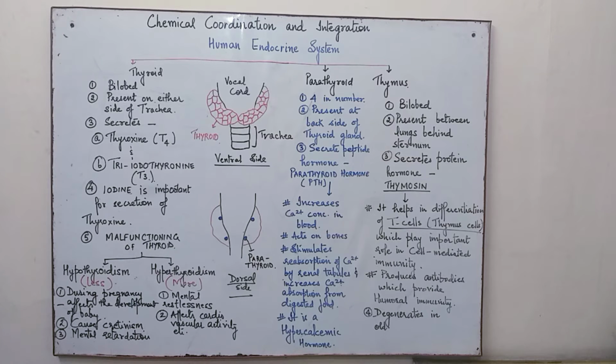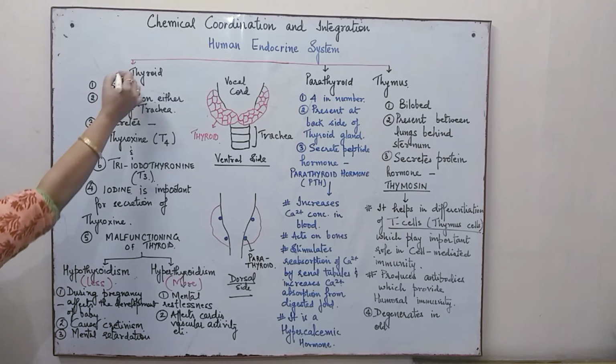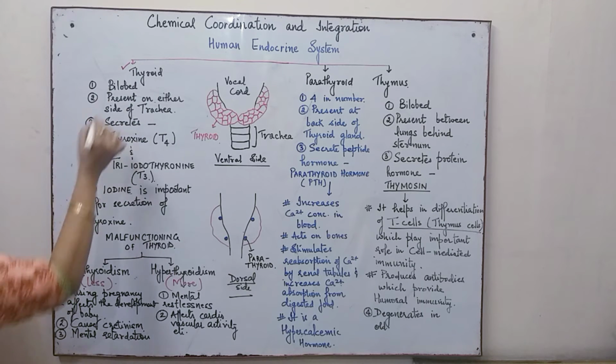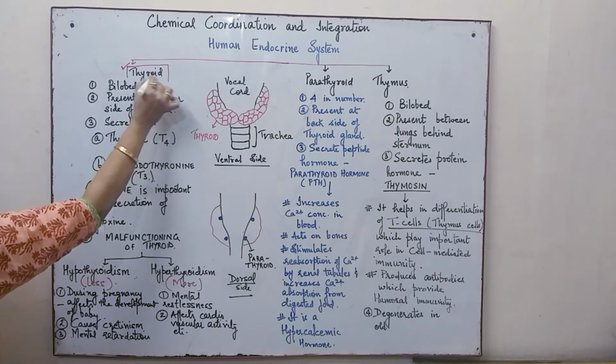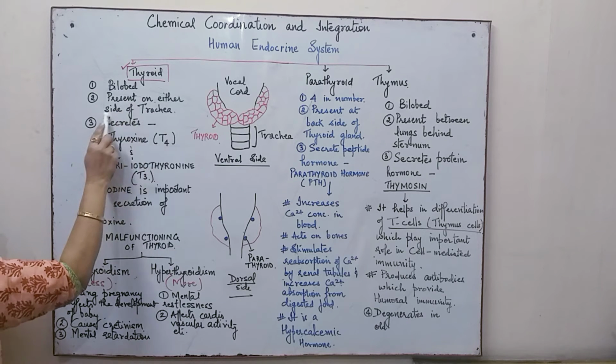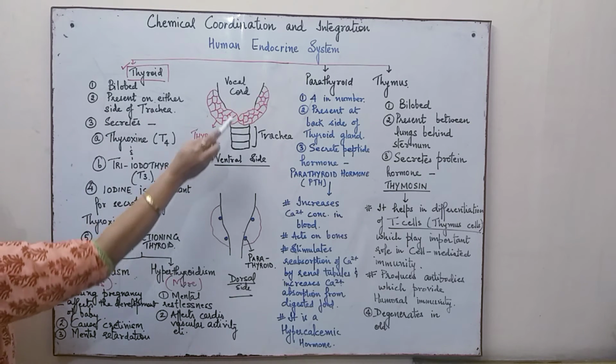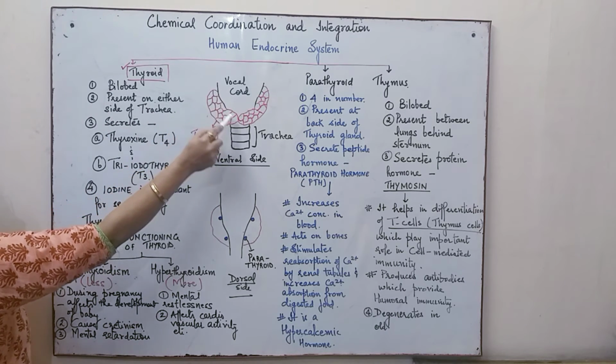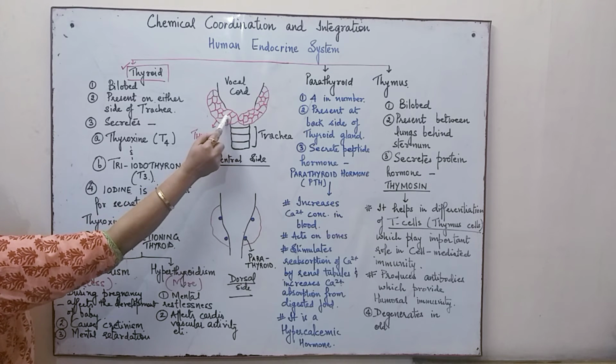Now when we talk of the glands, first is the thyroid gland. Thyroid gland is one of the important glands of the endocrine system, and it is a bilobed structure, having two lobes, and is present on either side of the trachea. Here you can see the structure.